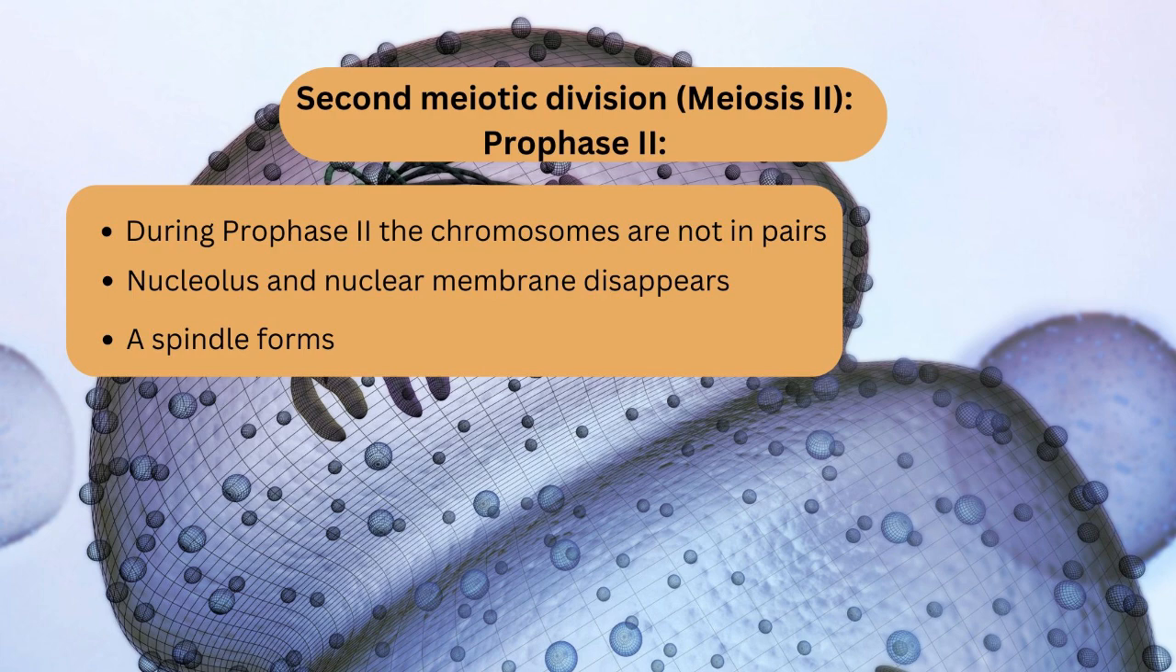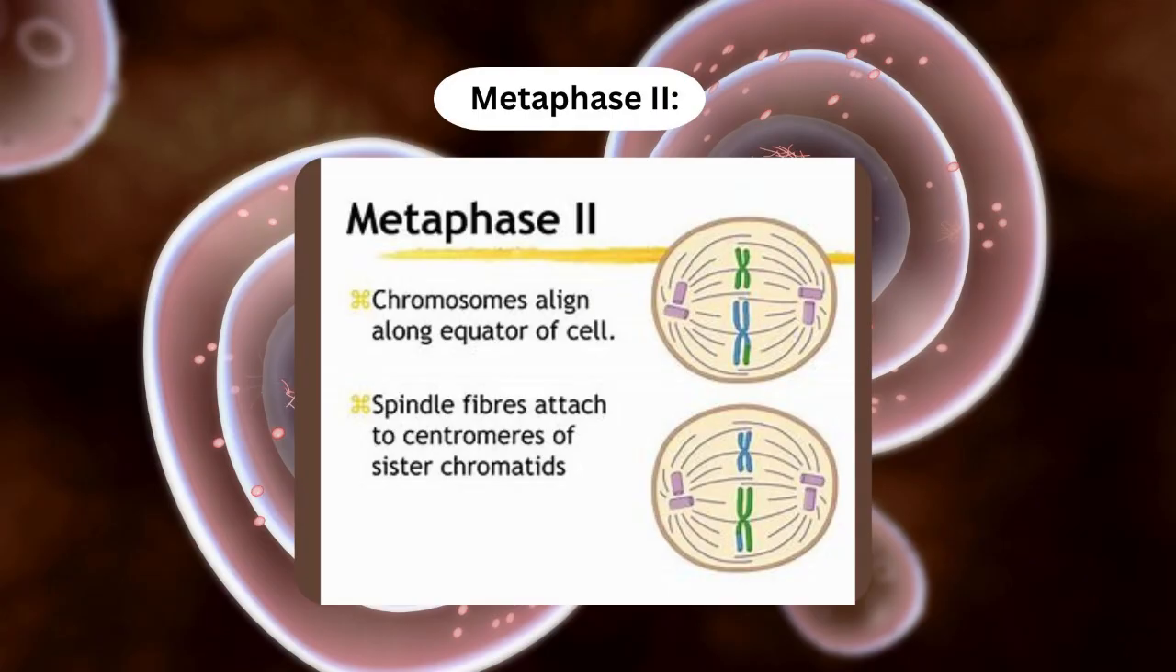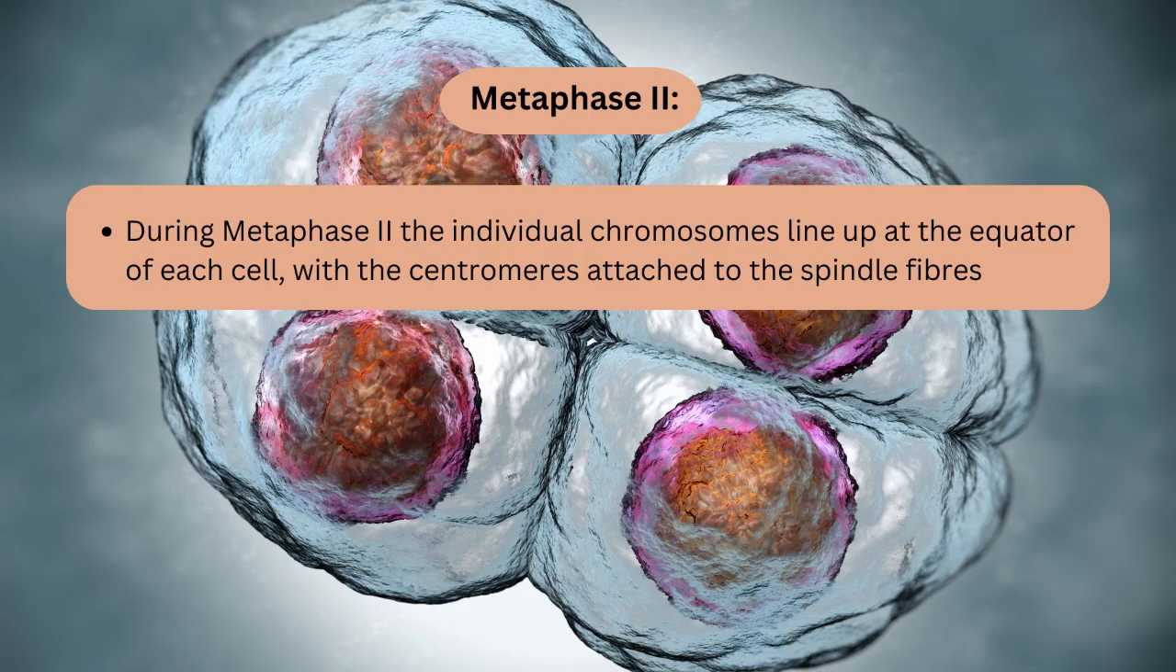Second meiotic division, meiosis II. Prophase II. During prophase II the chromosomes are not in pairs. Nucleolus and nuclear membrane disappears. A spindle forms. Metaphase II. During metaphase II the individual chromosomes line up at the equator of each cell, with the centromeres attached to the spindle fibers.